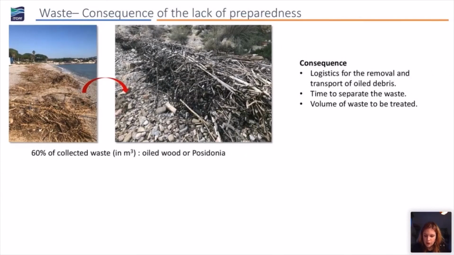You may have noticed though that a large portion of this waste was made of oiled wood and oiled Posidonia, which accounted for around 60% of the total volume of waste. In the picture on the left, you can see the beaches before the pollution, where the large volume of wood stranded on the beaches is quite typical at this time of year for the shoreline. Now, if that is oiled, as in the picture on the right, then logistics for the removal and transport of this waste must be put in place, and time must be spent to segregate it.